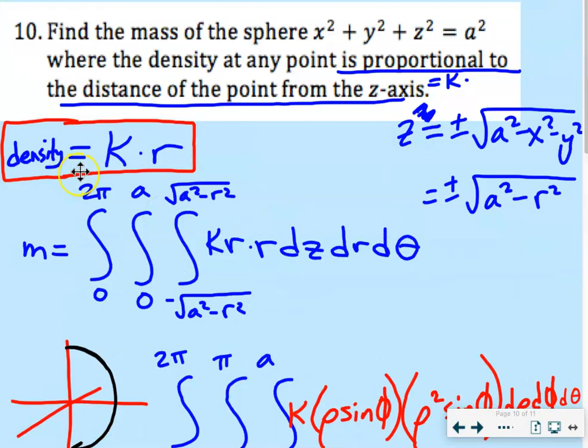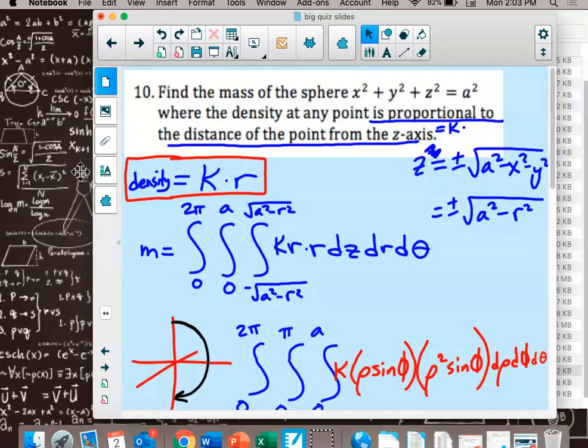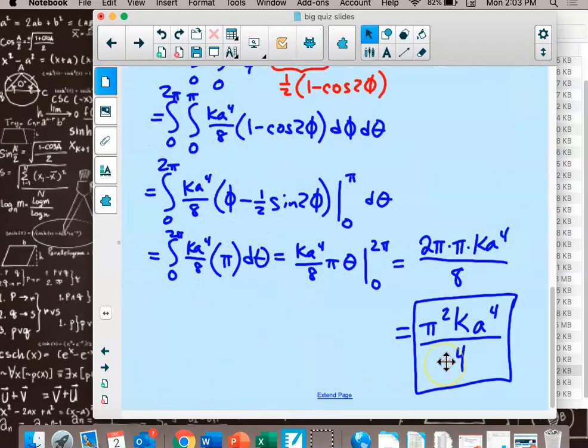All right, so final answer was pi squared k a to the 4th over 4. I think someone got that. I got it, but I didn't get the k. Oh, yeah. Yep.